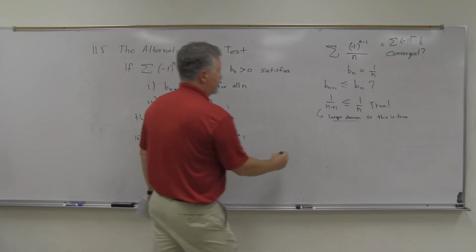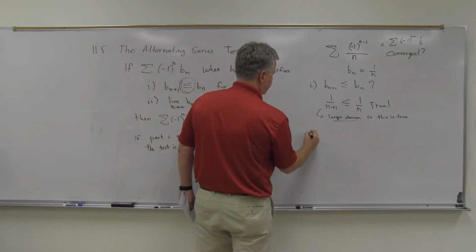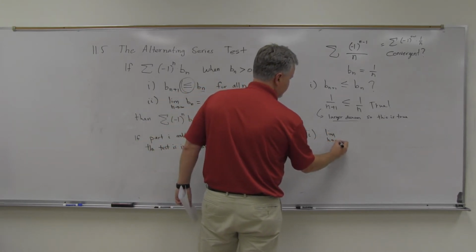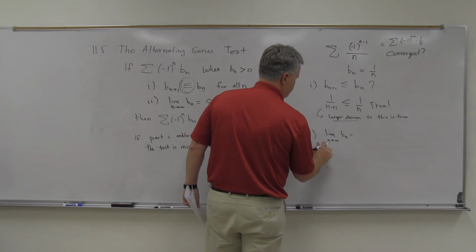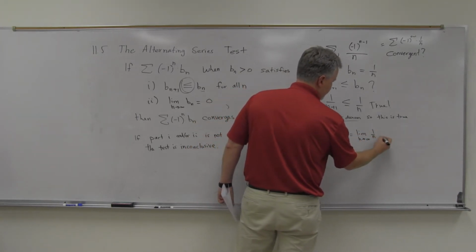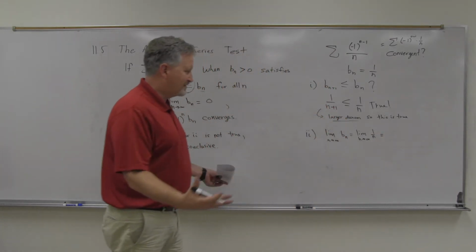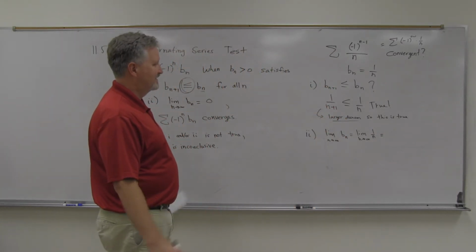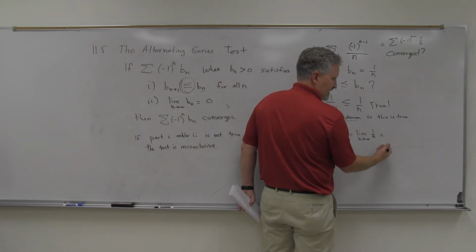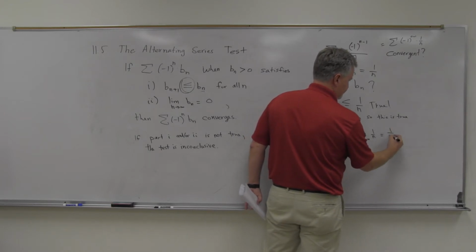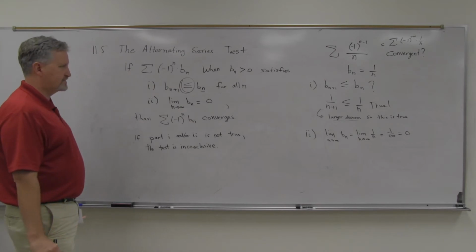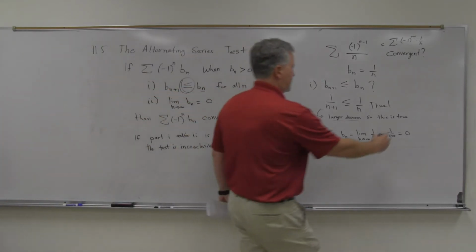Part 2 is label these. Part 2 then, the limit as n goes to infinity of the B sub n's is the limit as n goes to infinity of 1 over n. And again, some of these are easier than others. N goes to infinity, so we've got 1 over infinity. That is 0, isn't it? 1 divided by a larger and larger number is 0. So check.